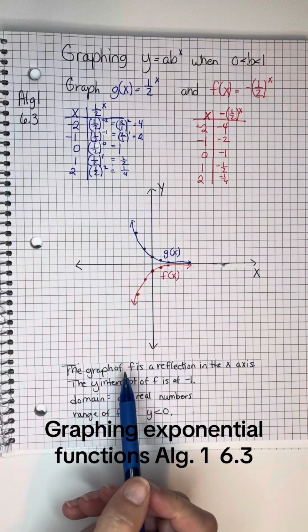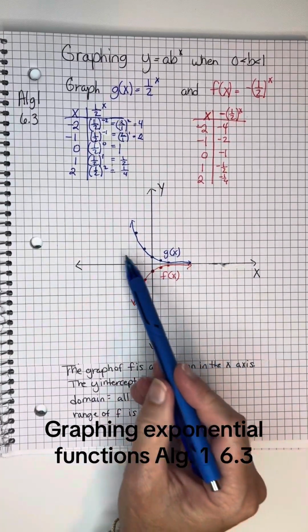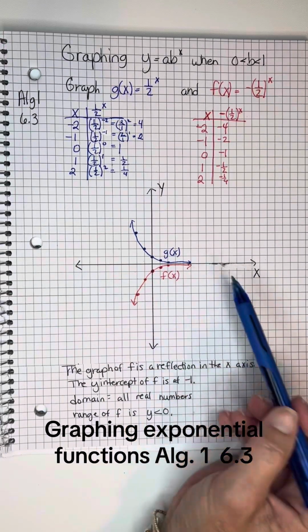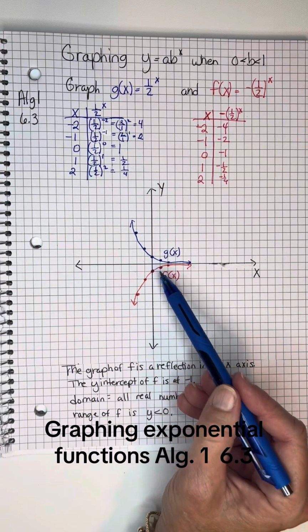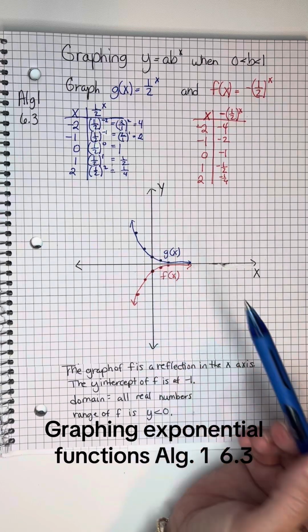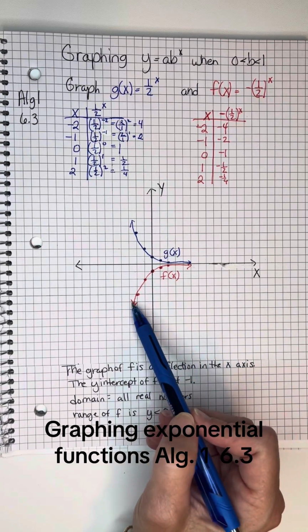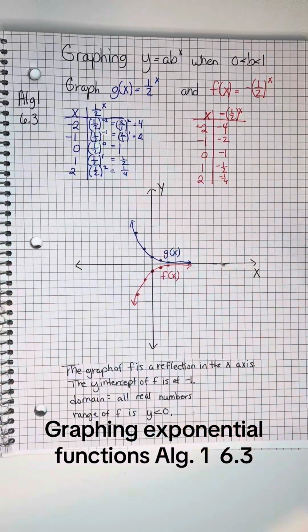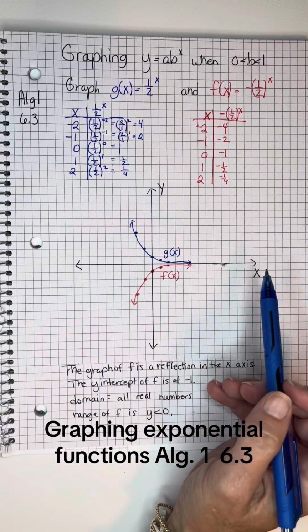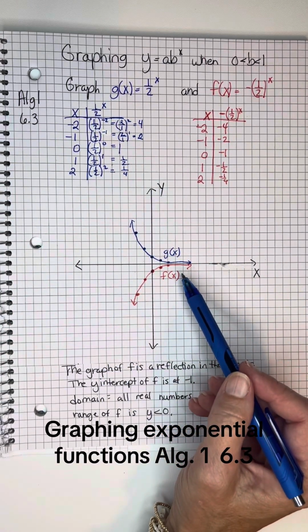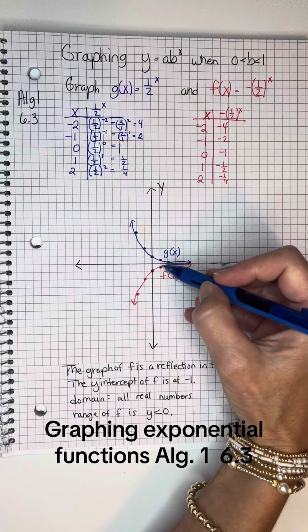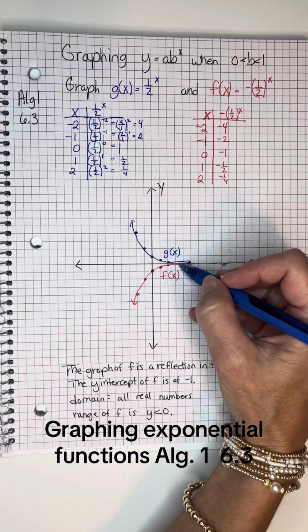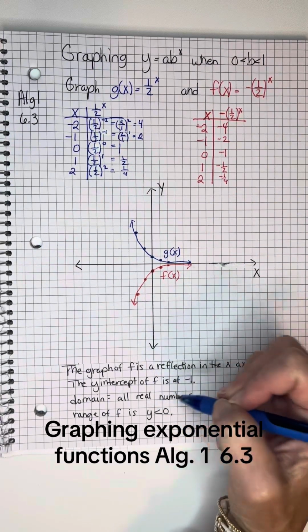And the graph of f is a reflection in the x-axis. It flipped over that x-axis. The y-intercept is at -1, where it was at 1. The domain, these arrows indicate the x's could be anything on the x-axis, so that's all real numbers. And then the range of the f is, it's got to be less than 0. Y is less than 0.